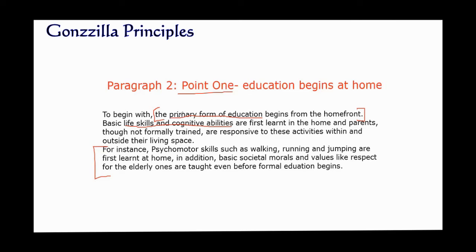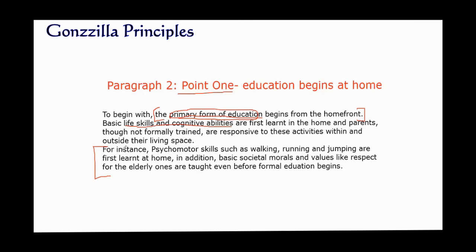So what is the primary form of education? I started with the basic skills and cognitive abilities first learned at home, where parents, though not formally trained, are responsive to these activities within and outside their living space. Now, making up my detailed statement there, I hinged on life skills and cognitive abilities to create my next sentence.